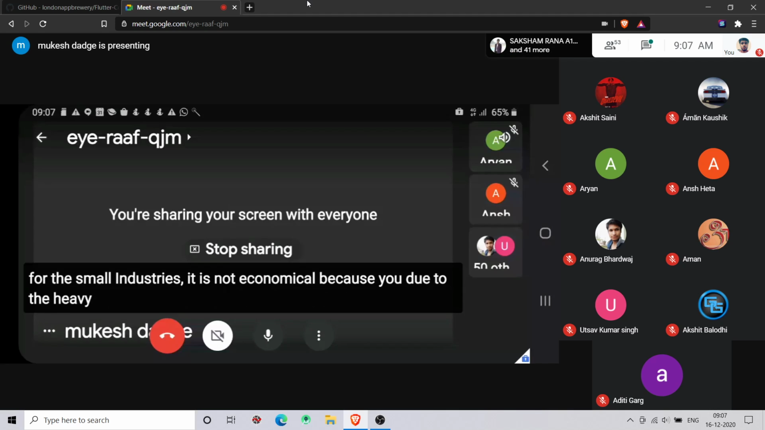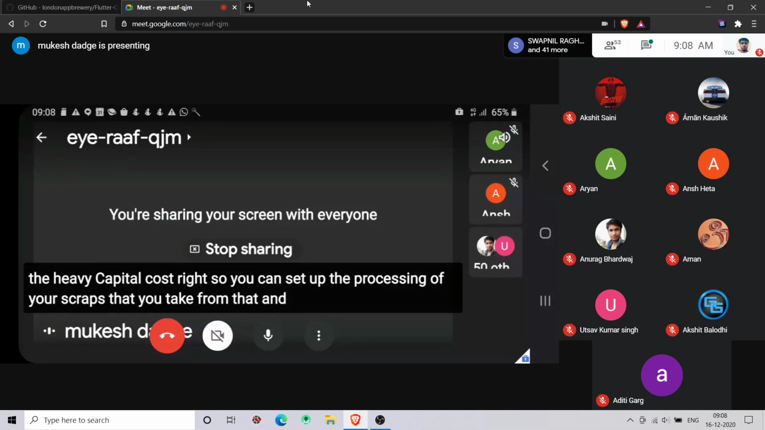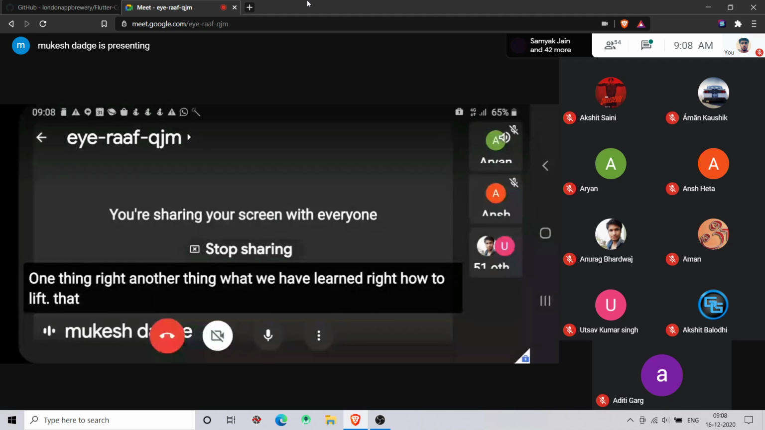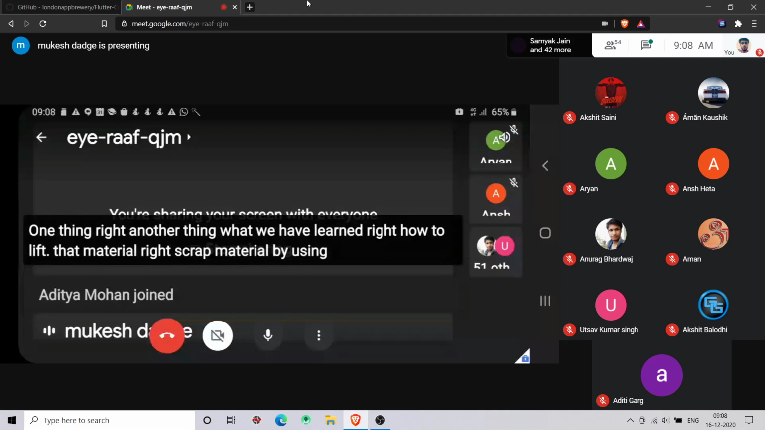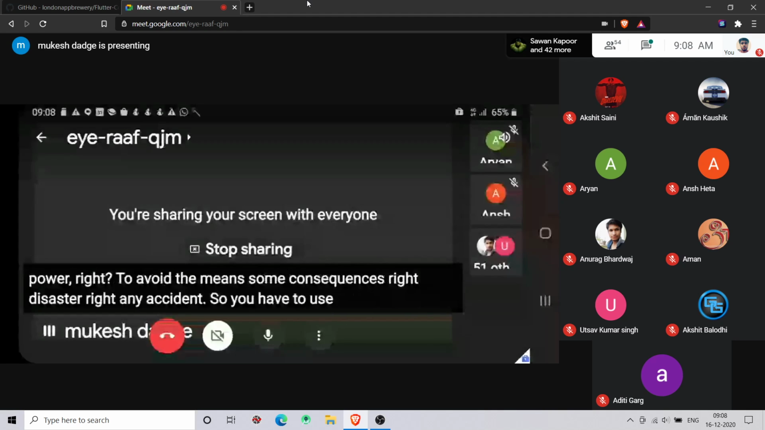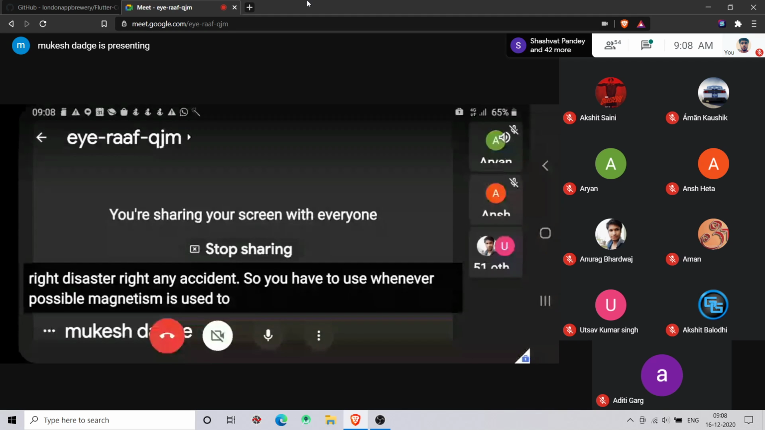So you can set up the processing of your scrap yourself. You take from that and process the scrap. Another thing we have learned is how to lift scrap material by using magnetic power, to avoid consequences like disaster or any accident. So whenever possible, magnetism is used to shift the raw material to the furnace.